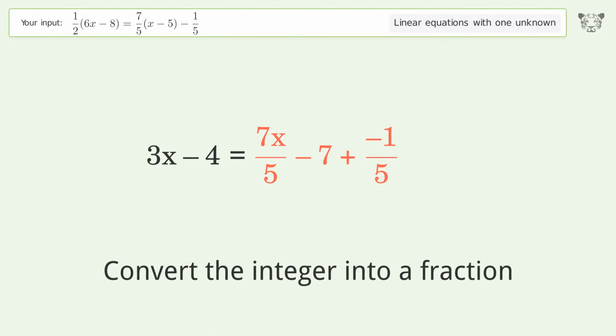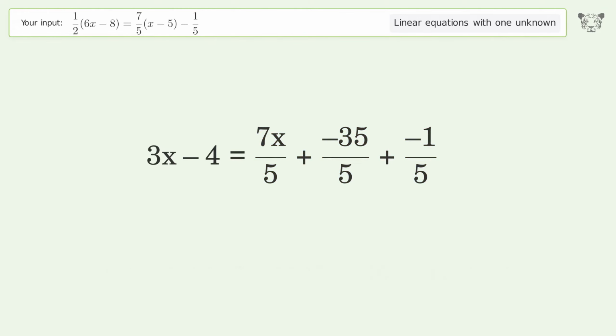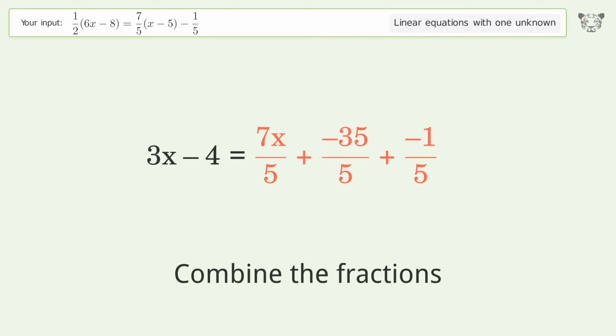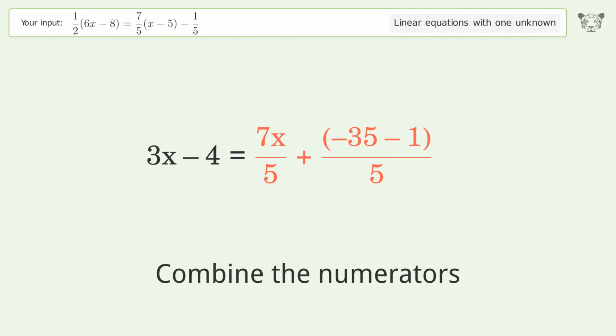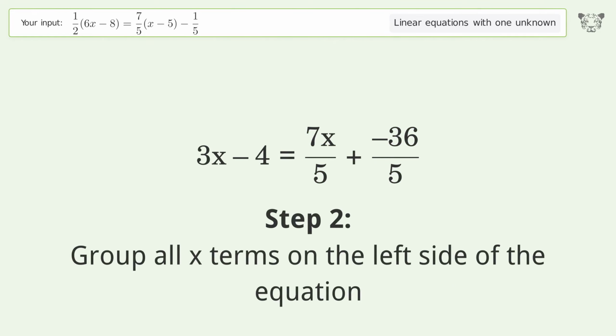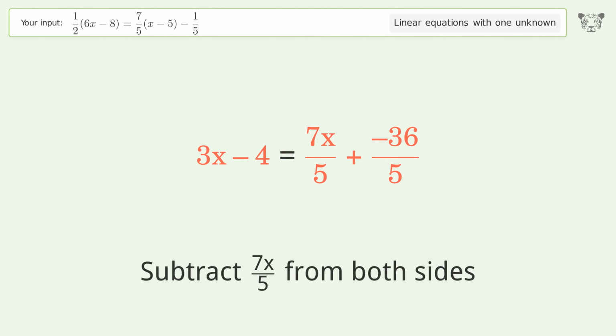Convert the integer into a fraction. Combine the fractions. Combine the numerators. Group all x terms on the left side of the equation. Subtract 7x/5 from both sides.